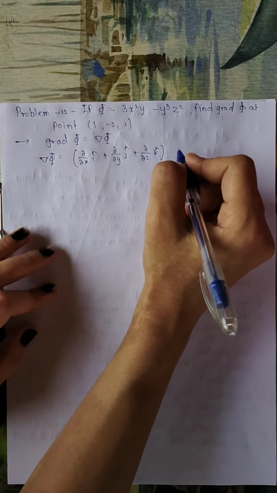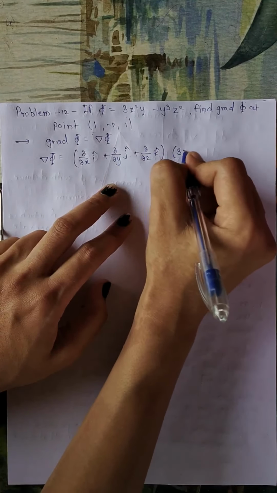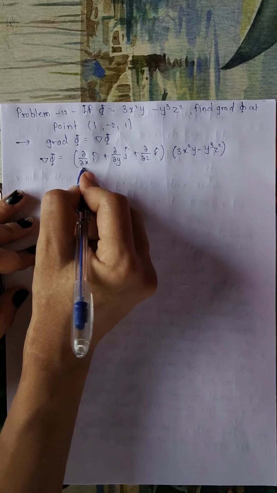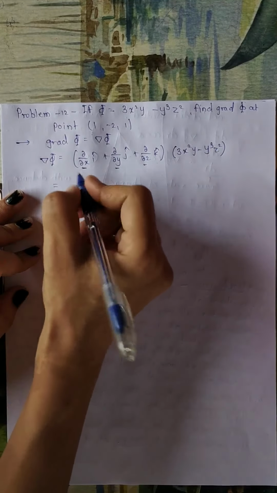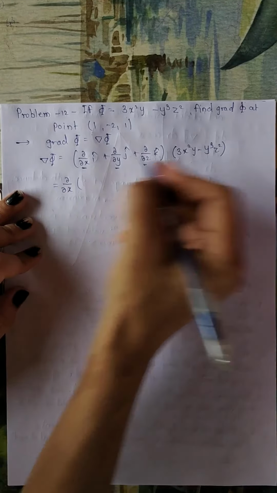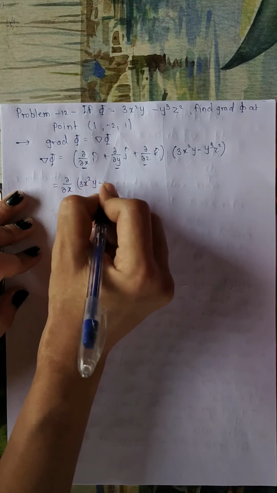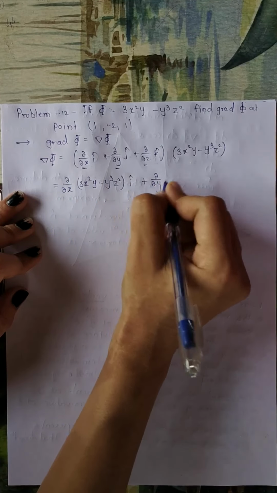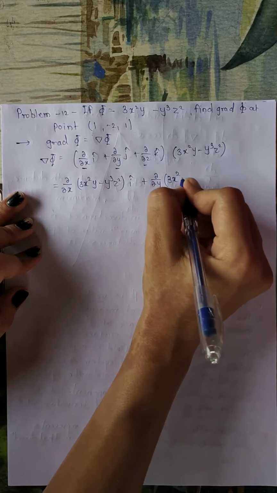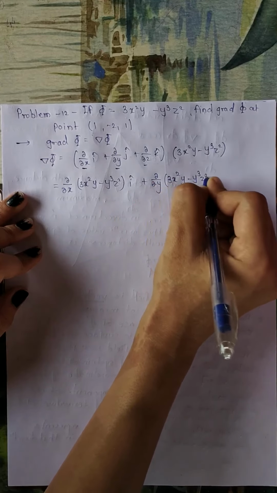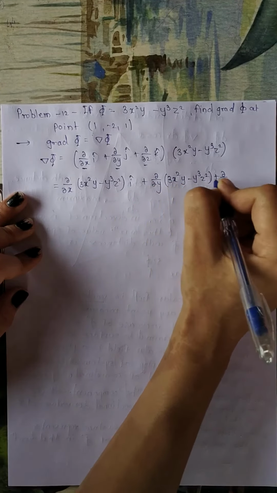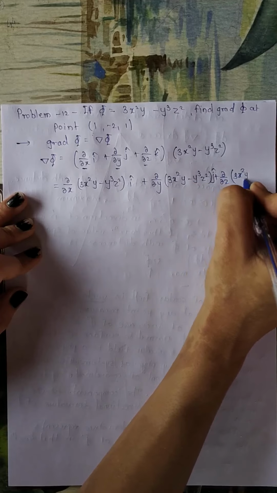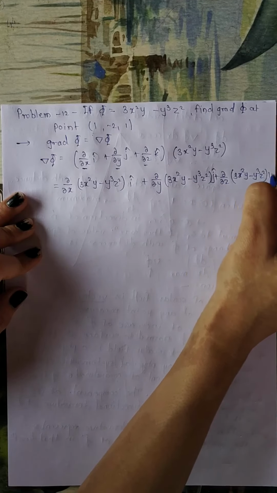And what is our phi? Phi is given by 3x square y minus y cube z square. So if you operate each term on this phi, you can operate it as dou by dou x of this phi, that is 3x square y minus y cube z square, i cap, plus dou by dou y of the same quantity 3x square y minus y cube z square, j cap, and again dou by dou z of 3x square y minus y cube z square, k cap.